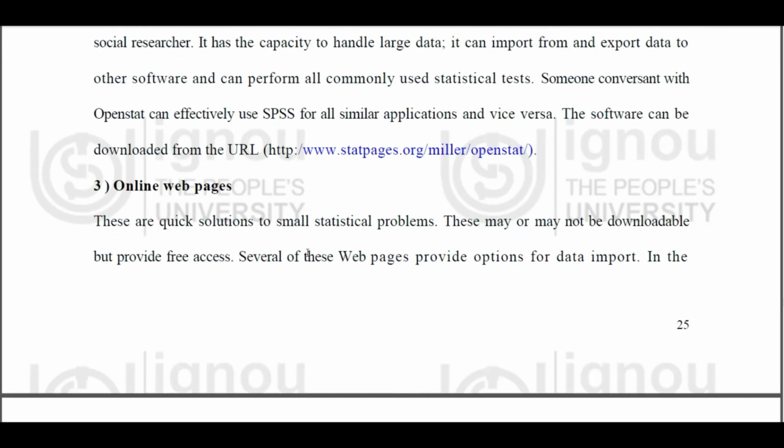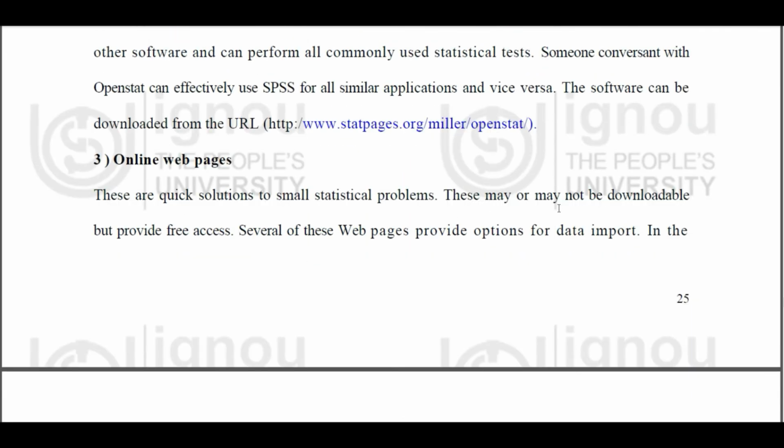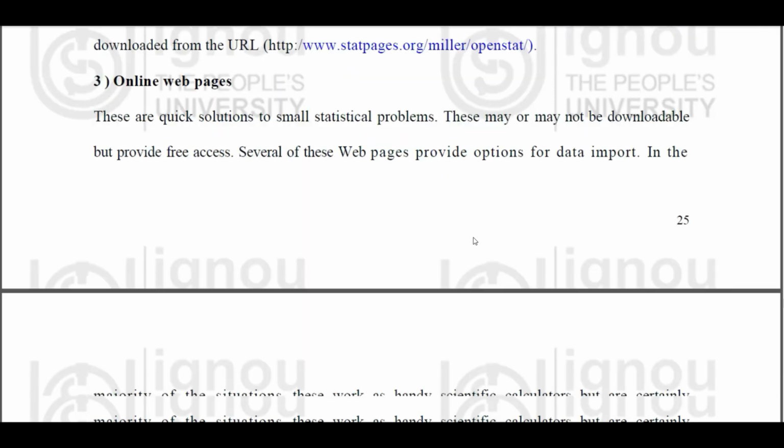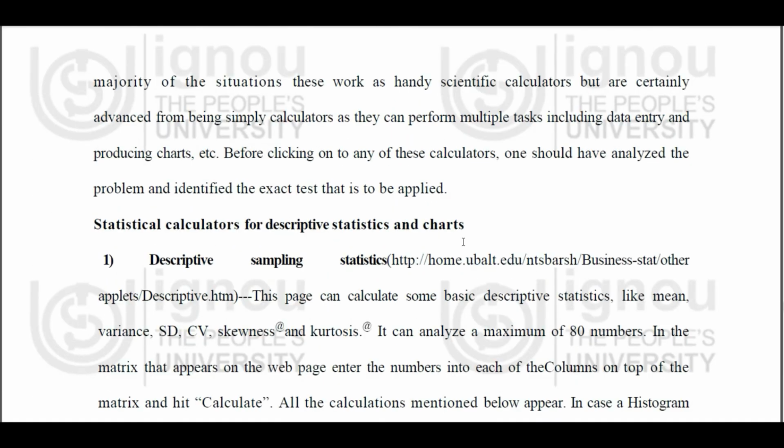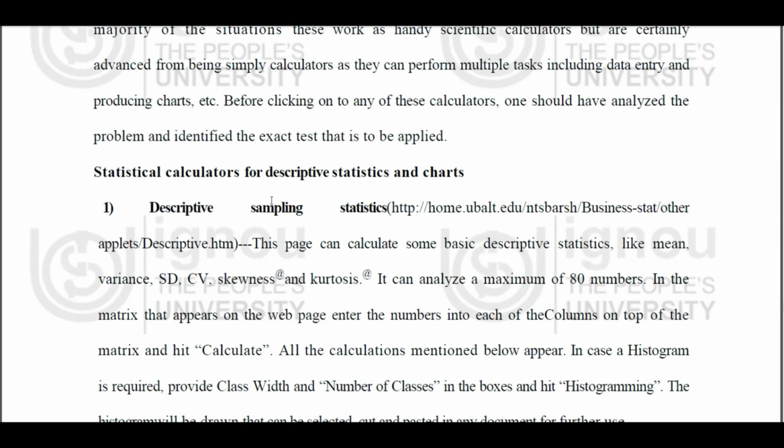Three, online web pages. These are quick solutions for small statistical problems, and these may or may not be downloadable, but provide free access. Several of these web pages provide options for data import. In the majority of these situations, these work as scientific calculators, but are certainly advanced for being simply calculators, as they can perform multiple tasks, including data entry and producing charts, etc. Before clicking on to any of these calculators, one should analyze the problem and identify the exact test that is to be applied. Statistical calculation for descriptive statistics and charts.